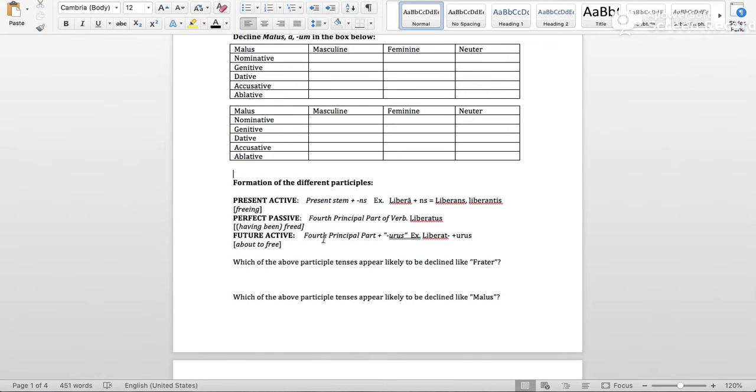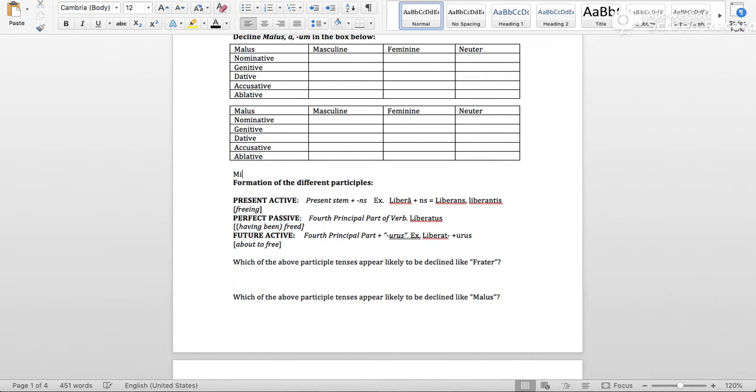And then we have the future active, which is again going to that fourth principal part, liberatus, but now to distinguish it from the perfect passive and make it future active, we add a UR here. And this is a great indicator, right? Because we also have a UR in the word future. So as you can see here, we have a UR in the word future, and we have a UR in liberaturus in all future active participles in Latin.